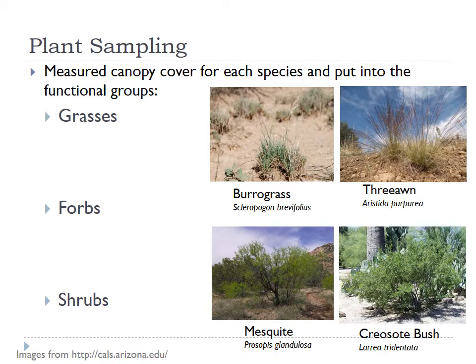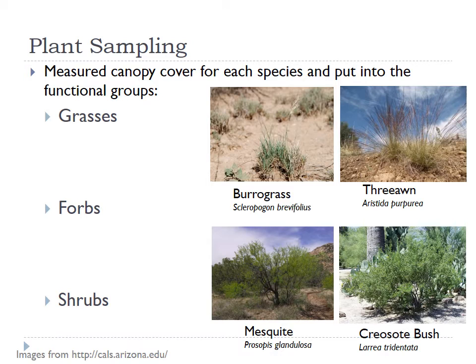Again, the plots were examined by species. The folks that I worked with were great botanists, so they did identify everything by species. For this project, we're going to just focus on 4 species. There were 2 major grasses that were on most of the sites. One was burrow grass, which is Scleropogon brevifolius. Another was purple three-awn, Aristida purpurea.